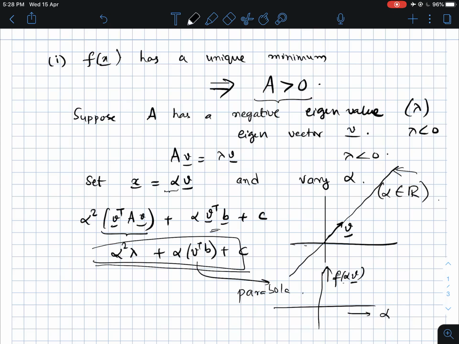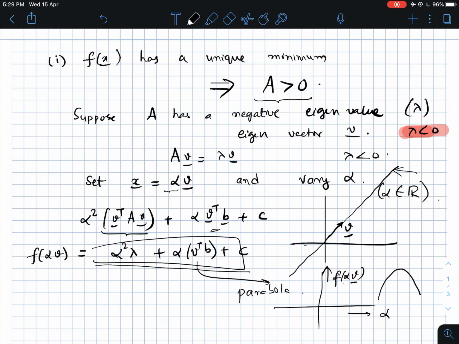Okay, but what's the catch here? Is it going to be an upward open parabola or a downward open parabola? Of course, that depends on what lambda is, and I started with the assumption that lambda is negative. So this is going to be a downward open parabola, something like this. That means that I can simply keep increasing the value of alpha, and I'll get ultimately very, very negative values of the function f. So this is f of alpha v.